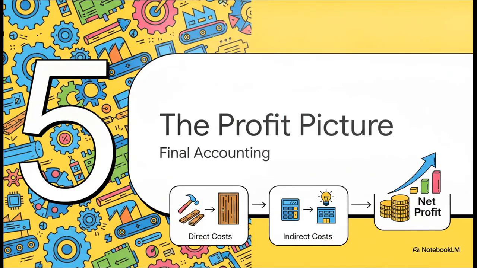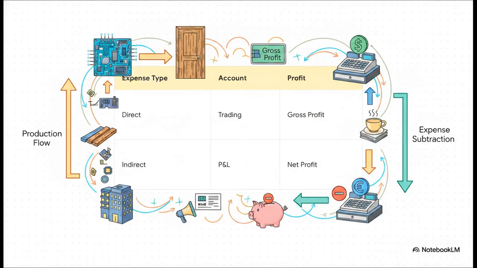And finally, part 5, the final profit picture. Let's bring it all home. Knowing the difference between direct and indirect is great theory, sure, but let's map these concepts onto actual financial statements to show you exactly why accountants are so obsessed with this stuff.